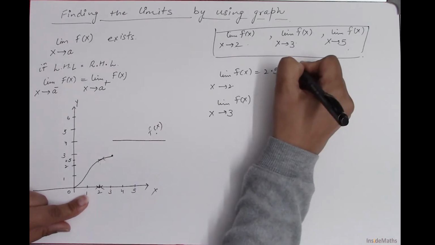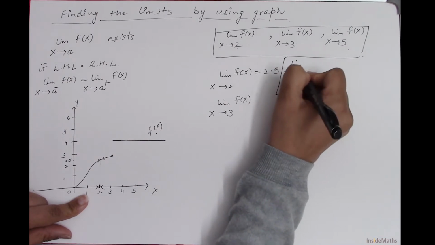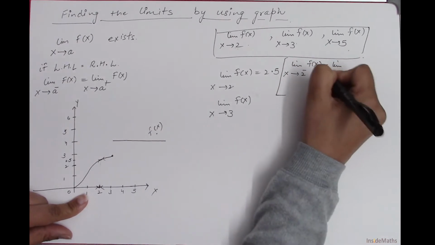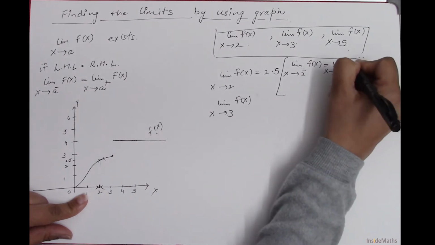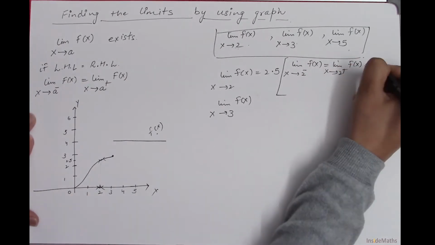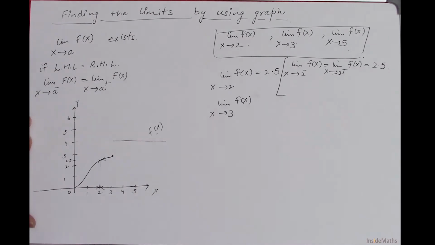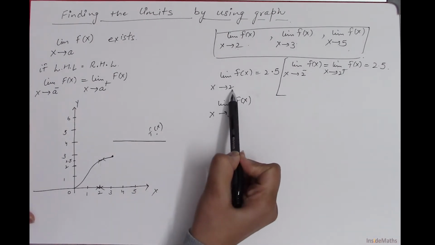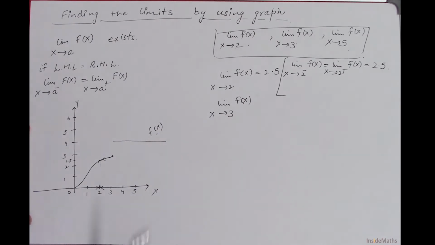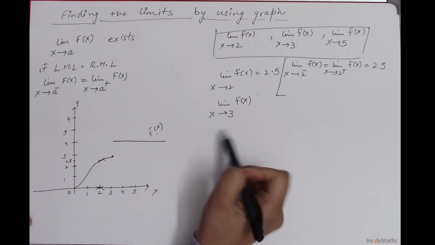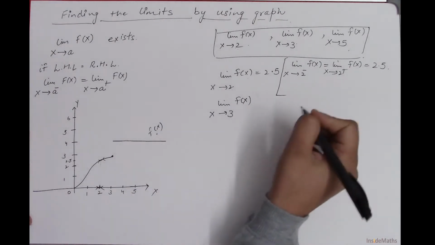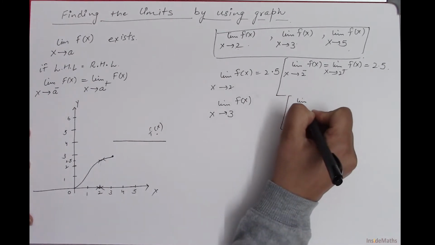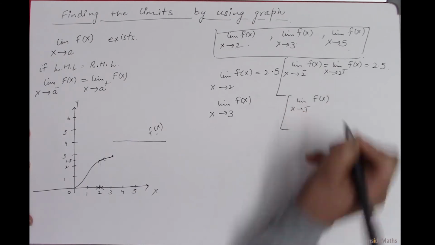I'll write it down. Here limit x approaches to 2 negative, f of x is equal to limit x approaches to 2 positive, f of x equals to 2.5. That's why limit x approaches to 2, f of x is 2.5. Now the next one is at 3. So we have to find limit x approaches to 3 negative, f of x.